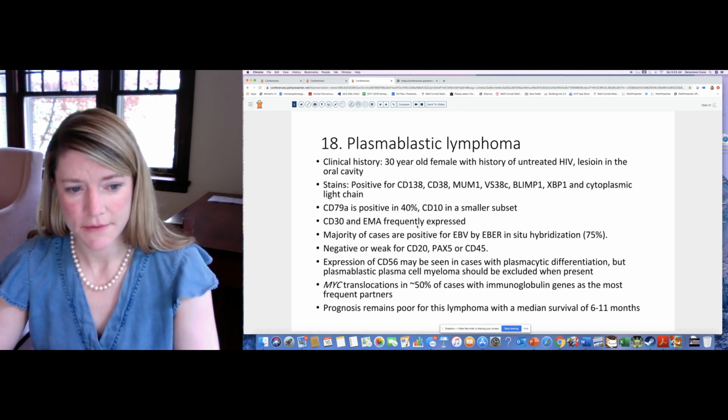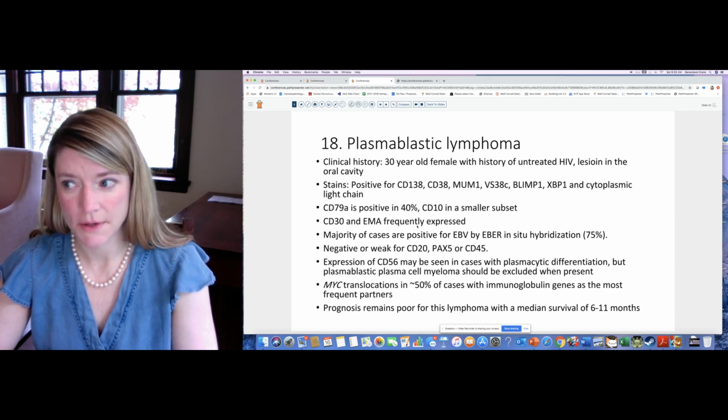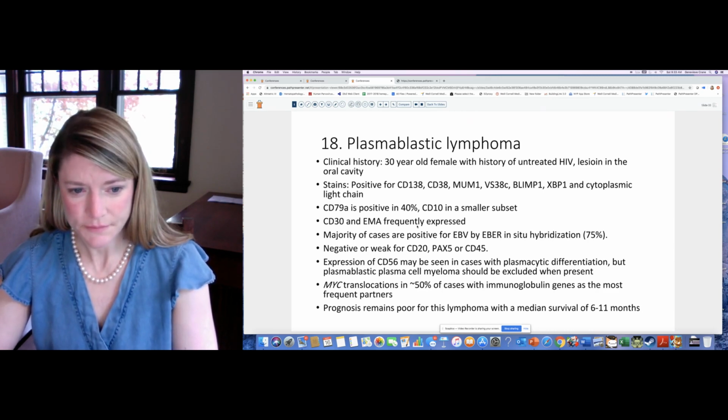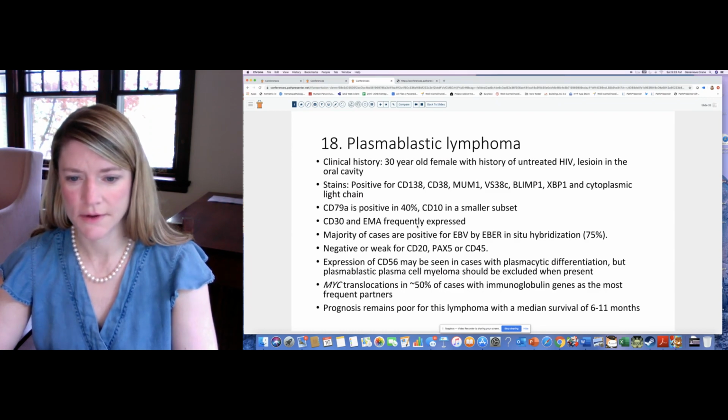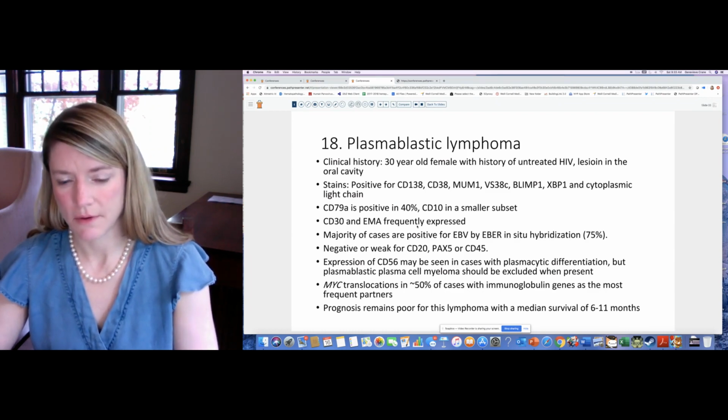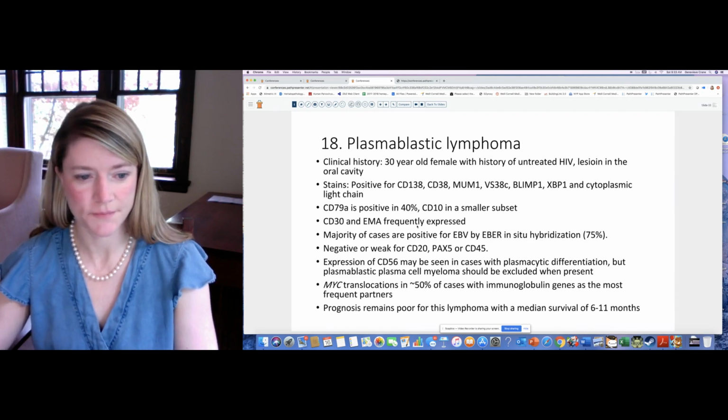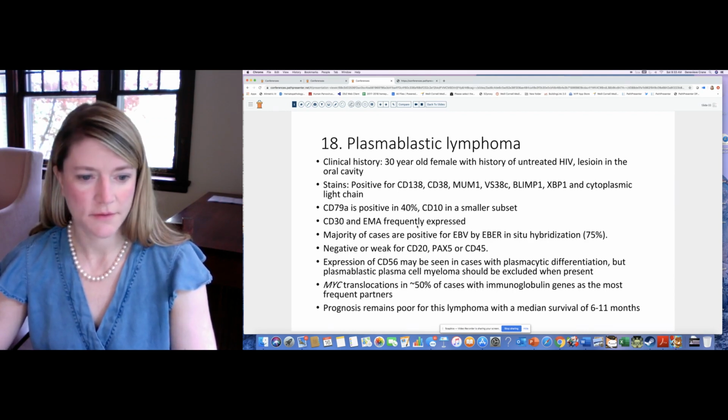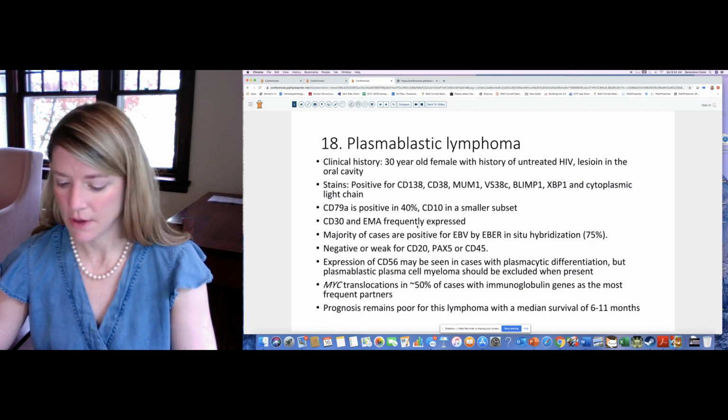In plasmablastic lymphoma, MYC translocations are common. Around 50% of cases will have a MYC translocation, often with a translocation partner being an immunoglobulin gene. The prognosis remains poor for this lymphoma, with a median survival of only 6 to 11 months.